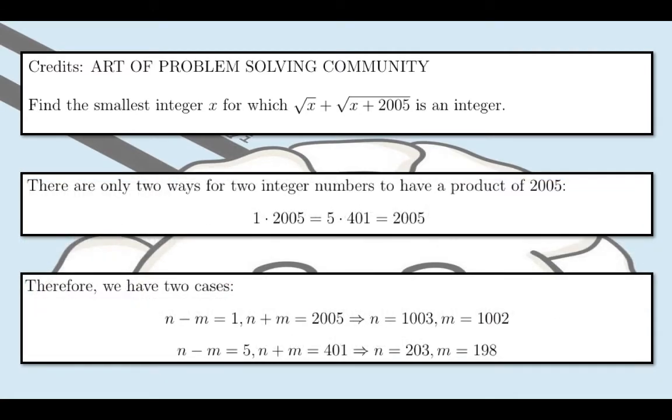Let's take the first case, 1 times 2005. Obviously, n minus m would be the smaller factor, and n plus m will be the greater factor. Therefore, we assign n minus m to be 1 and n plus m to be 2005. This gives us a solution, n equals 1003 and m equals 1002. Now for the second case, 5 times 401, we assign 5 to n minus m, and we assign 401 to n plus m. This gives us a solution, n equals 203 and m equals 198.